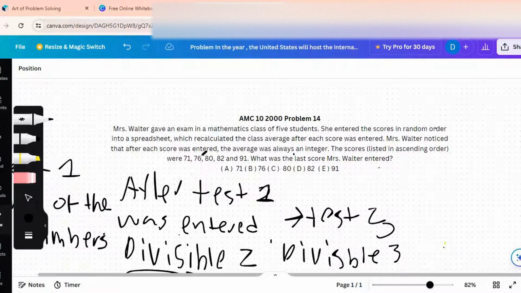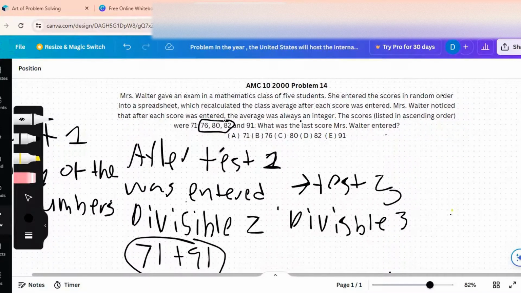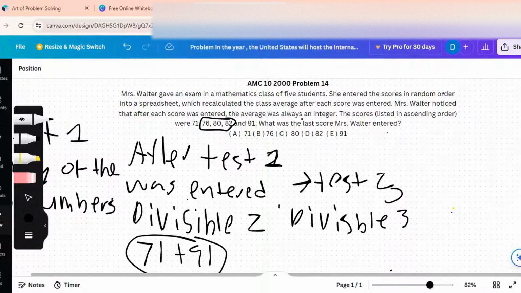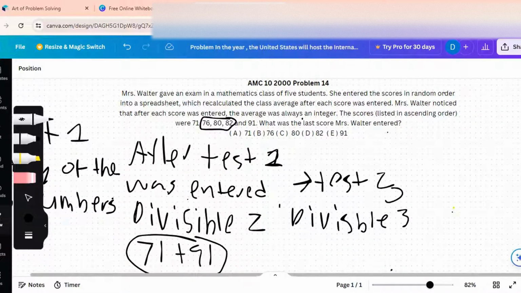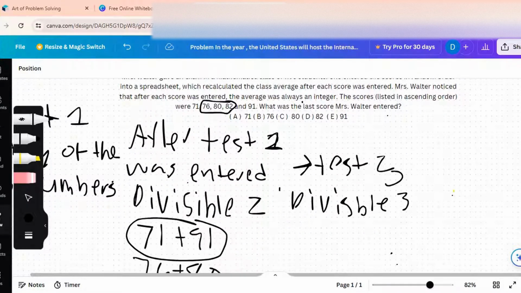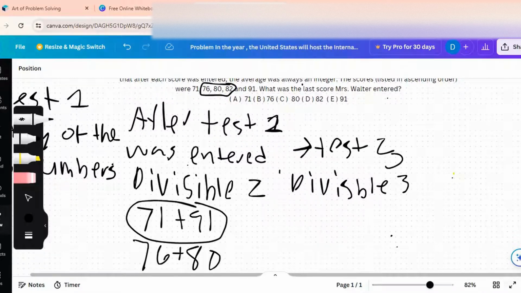However, if we're wanting to add another test score, none of the remaining 3 numbers, which are 76, 80, and 82, are divisible by 3. So in order to have a number that works, we have to have the sum of all 3 numbers divisible by 3, and if only one of them is, then it won't work. So we can cross out 71 and 91.